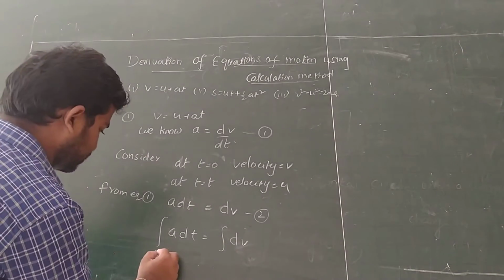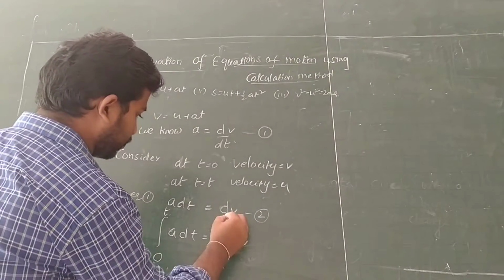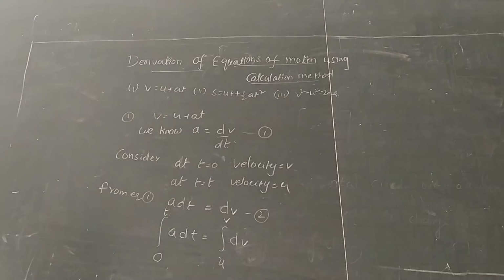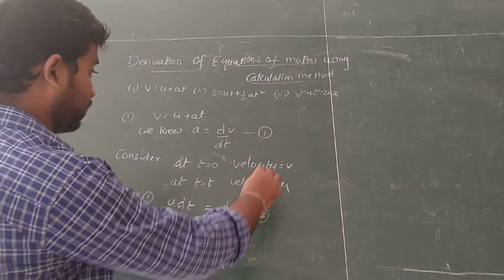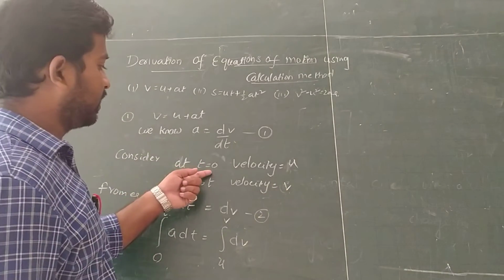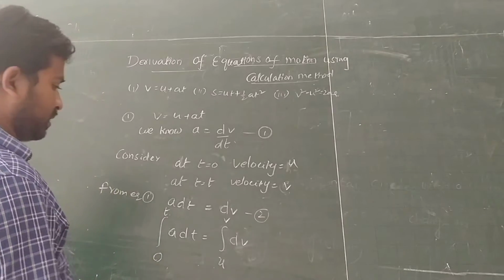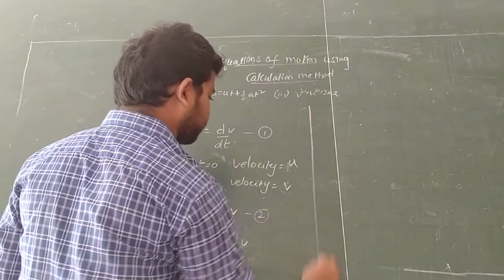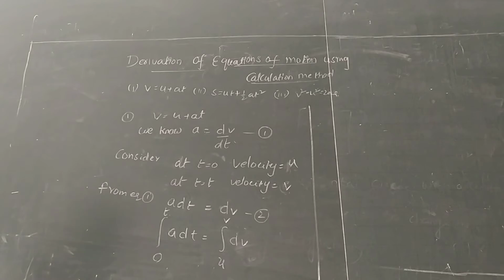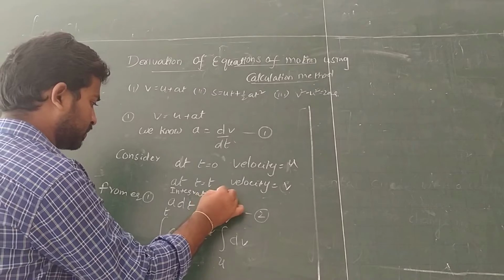Here I am taking limits 0 to t, and here u to v. Understand? At time t equal to 0 the velocity is u, and at time t equal to t the velocity is v. Initially, if there is no time, the velocity is u. Time t means velocity is v. Then, as I told you, we can integrate. So here you write integration on both sides.